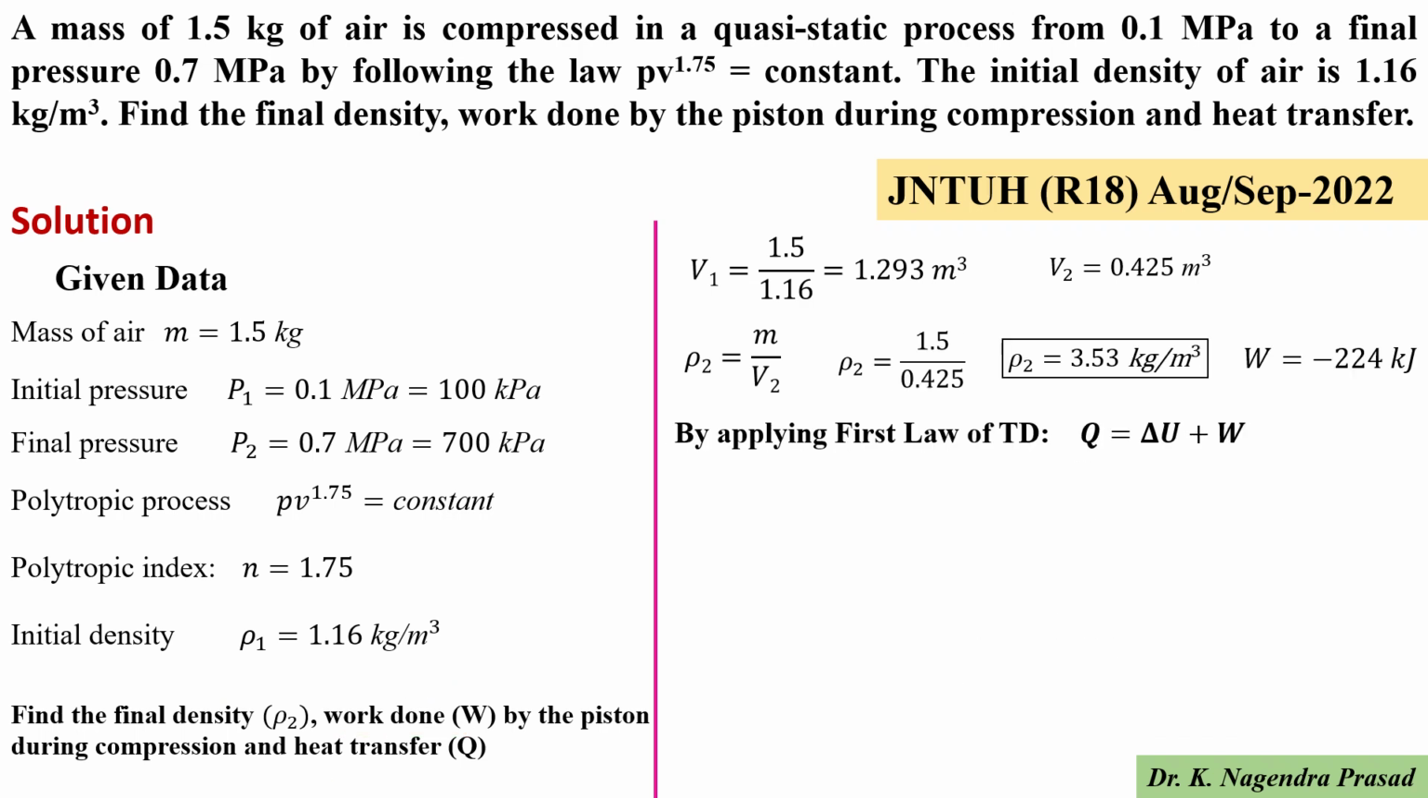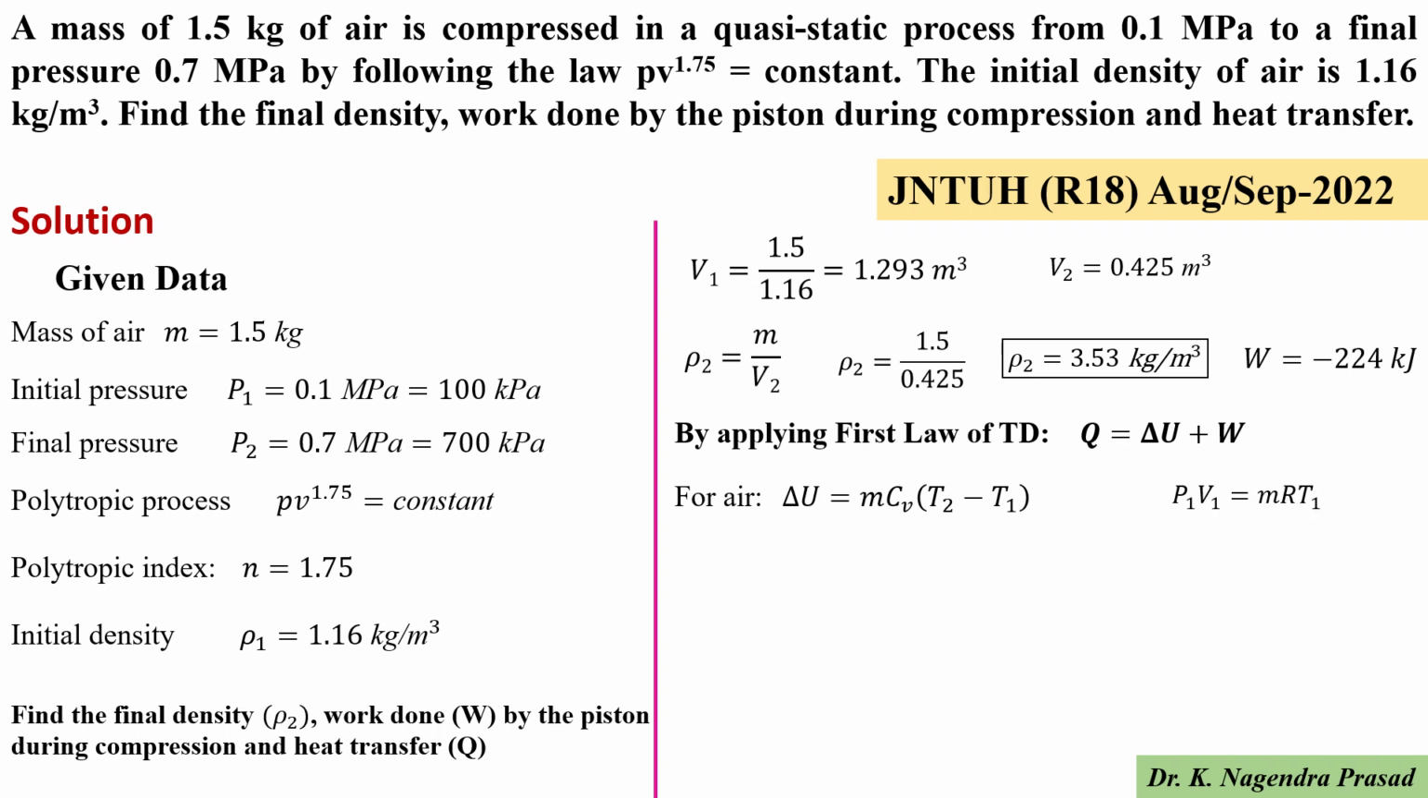For this one, I have to apply the first law of thermodynamics, that is Q equal to del U plus W. Here W we know, that is minus 224 kilojoules, but we don't know del U. The change in internal energy for the air is del U equal to m Cv into T2 minus T1. Here we know the m value 1.5, but T2 and T1 are not given in the data. So we have to determine the T2 value, T1 value and Cv value. The Cv value we know for air.